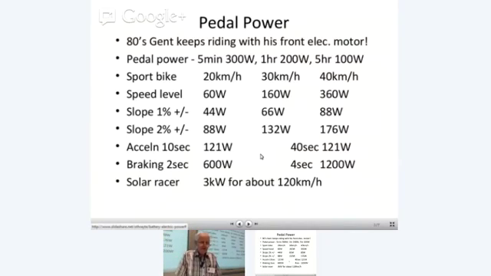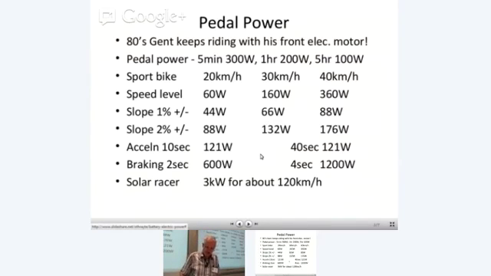The other thing is to say, well, when we're going at speed and we want to stop, we come into braking. So if I want to brake from 20 kilometres an hour on my bike and stop in 2 seconds, it's an average of about 600 watts of energy being used to brake the bike. If I want to brake, say, in 4 seconds from 40 kilometres an hour, it would actually require 1200 watts of power. So maybe you need some reasonable brakes on your bike as well. That's what that's saying there.